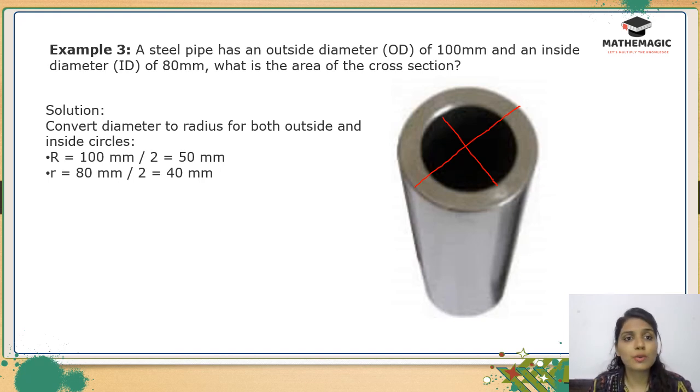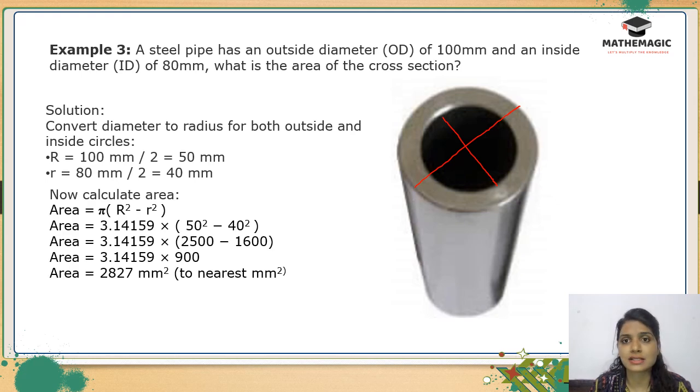Now we know the small r, we know the capital R. All we need to do is just substitute the value and get our answer. So the answer will be 2827 millimeter square. So all the 3 examples which I have discussed today in this video are really very important from examination point of view.